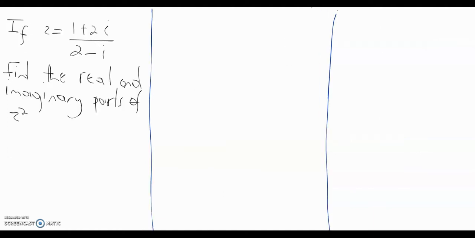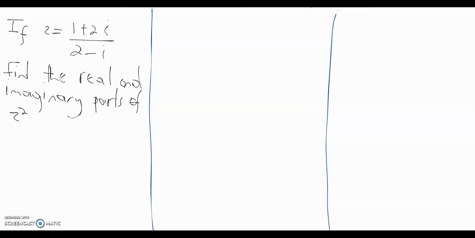Here's a second example. If z is equal to 1 plus 2i all over 2 minus i, we're supposed to find the real and imaginary parts of z squared. All right, so let's see what we want to do with this. We know that z is equal to 1 plus 2i over 2 minus i. Now we have the option of squaring z as it is, or we can rationalize it first and then square it, which of course I think would be much simpler.